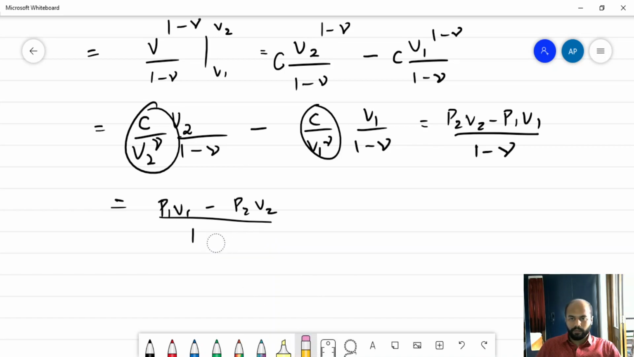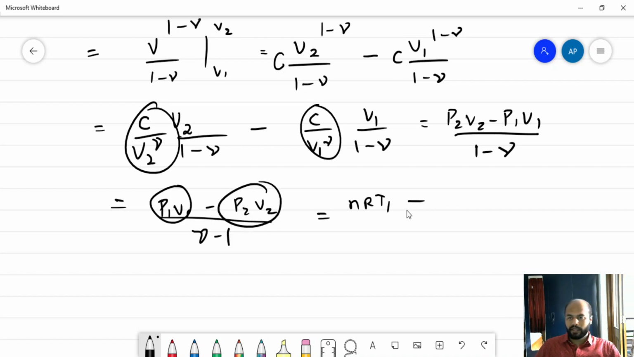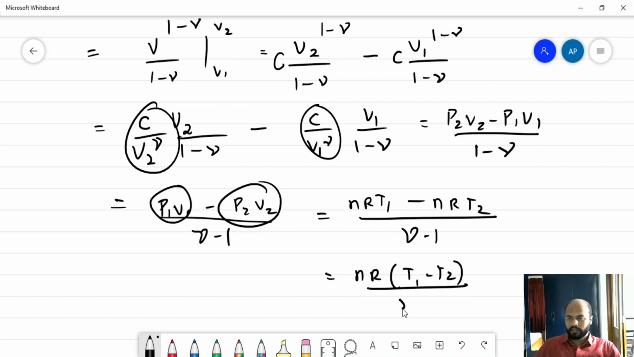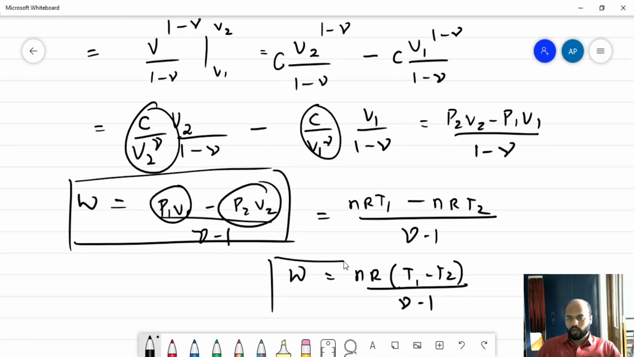I'm sorry, this should be gamma minus 1. So this is one expression, or else we can also write it as nRT1 by gamma minus 1 minus nRT2 by gamma minus 1. This can be written as nR (T1 minus T2) by gamma minus 1. This could be another expression for work done. So this can be the expression used for problem solving.